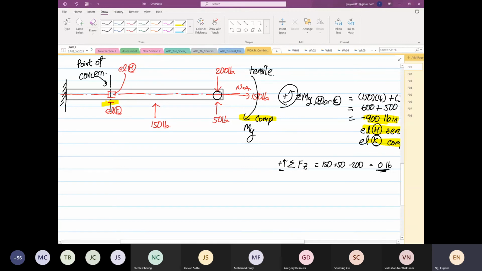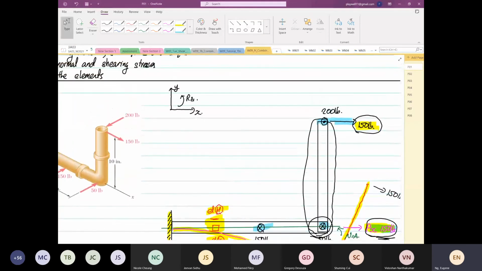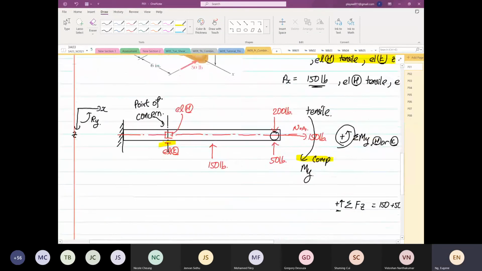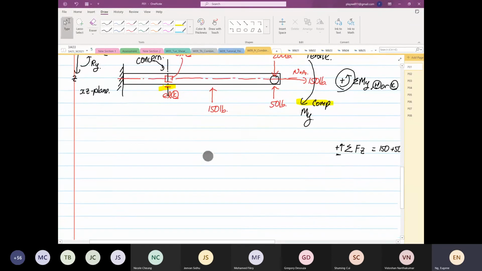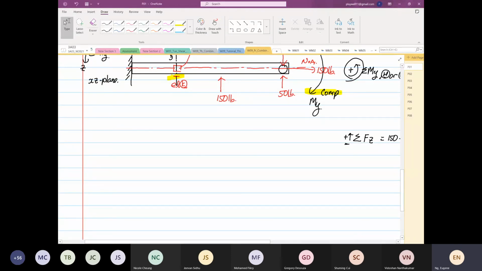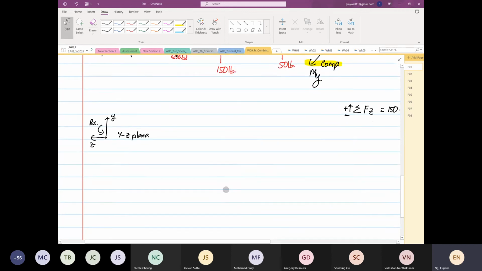All the analysis is best carried out in 3 planes. The first plane that we have done is the XY plane. The next one that we have just done is the XZ plane. And the last plane that we have to check is the YZ plane. This is our rotation about X. Now we're going to construct this structure on the YZ plane.